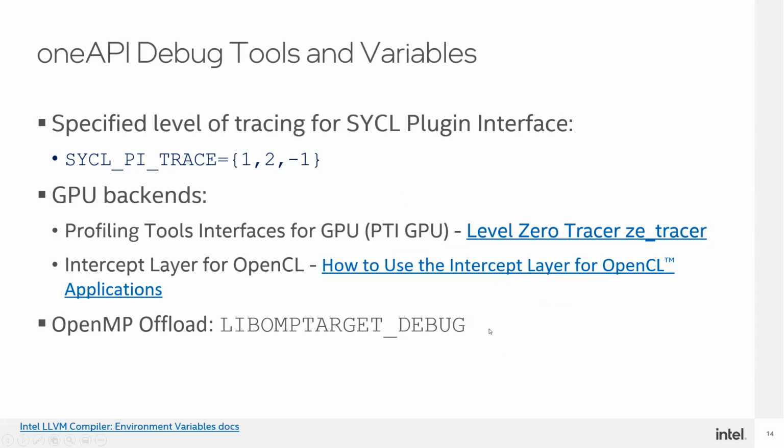Also, there is a great option for debugging oneAPI offload. You can play with the LIBOMPTARGET_DEBUG variable, and you can ask the runtime for different levels of debug information, just using different values, starting with 1, 2, or 3 as the value for LIBOMPTARGET_DEBUG.